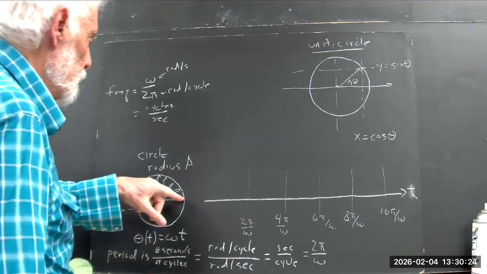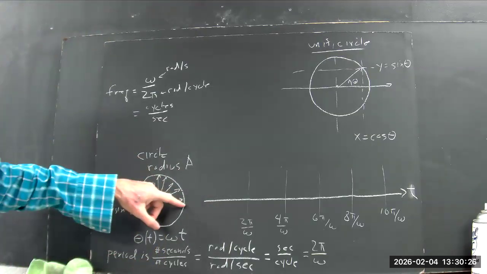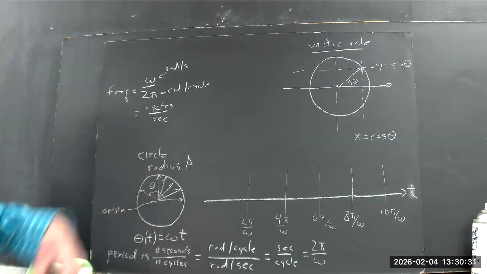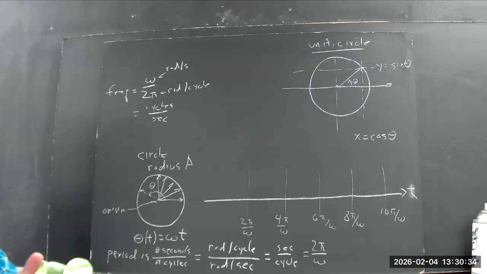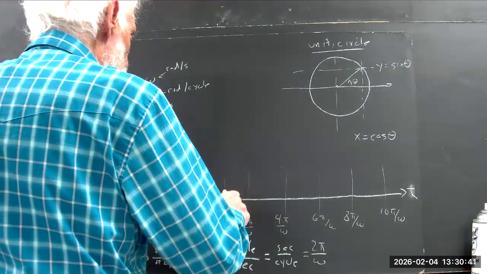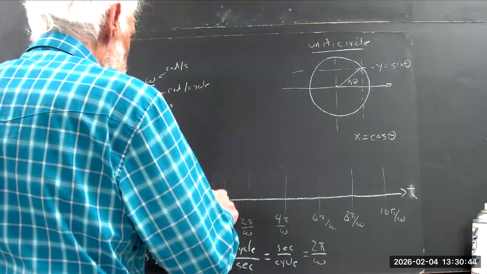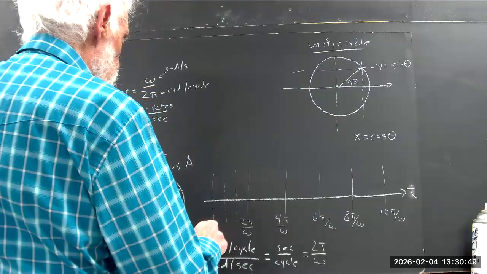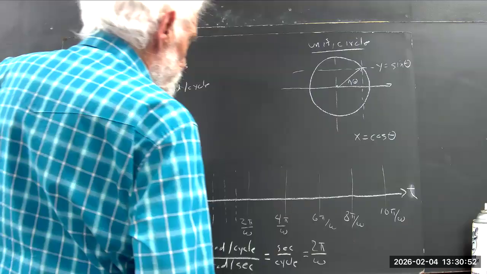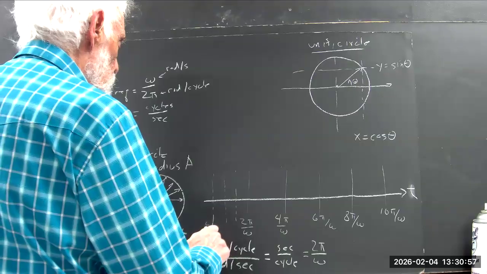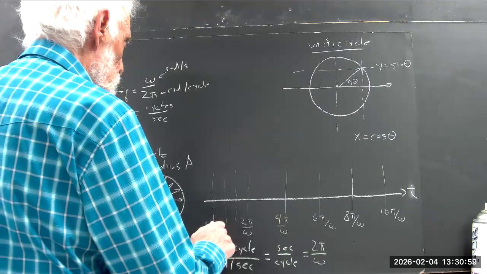Now, between here and here, is that a period or less than a period? Well, you've gone less than one time around the circle, so it's less than a period. It's a quarter of a period, right? Okay. So I'll subdivide this period. Now it's 2 pi over omega divided by 4.